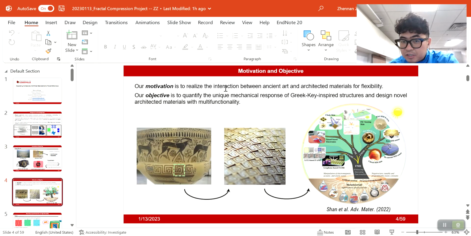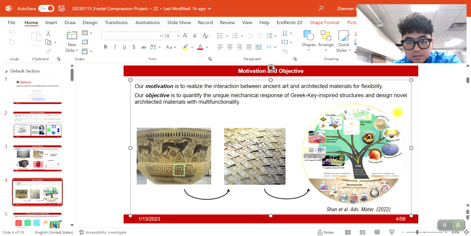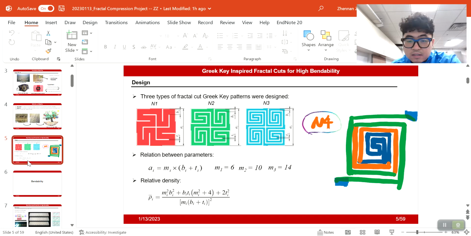So the motivation of the study is to realize the interaction between the Greek key and the flexibility. And the objective of this study is to quantify the unique mechanical response of a Greek key inspired structure and design some novel architecture materials with multifunction. So this is the Greek key structure. And in this study, we have three designs based on Greek key. We call them N1, N2, and N3, three kinds of basic lattice structure.